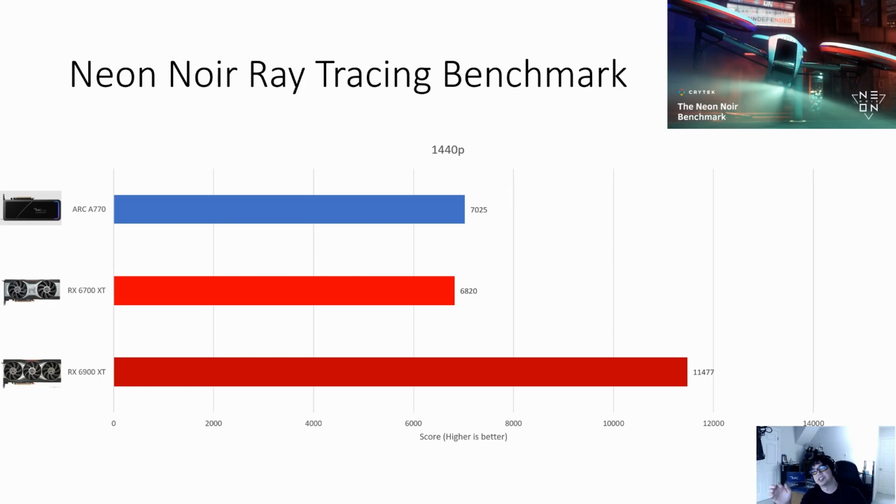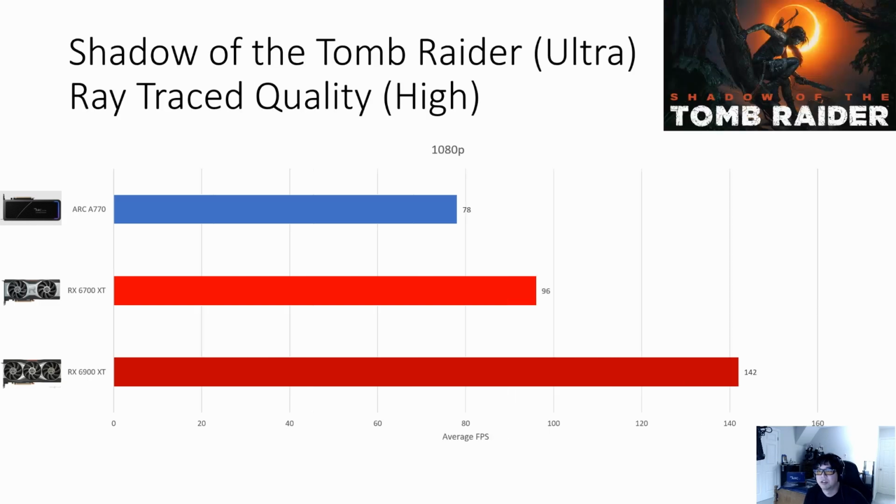So this is the only synthetic benchmark that I included, but I don't have a lot of Crytek games that support ray tracing. So I decided to go ahead and include this one because it was free, and I think it was a good one. This was the benchmark that was used originally to showcase ray tracing on Vega 64 back in the day. So that's why I thought it would be an interesting one to look at and see how ARC performs in it. Now we move on to the first game benchmark that we did for ray tracing.